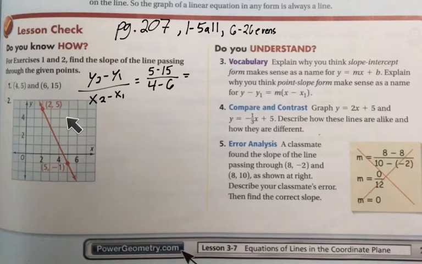By the way, I get a lot of people who want to subtract 4 and 5 and 6 and 15. That doesn't work. Okay, that's wrong. Don't do that. They'd put like 4 minus 5 and 6 minus 15. That would be incorrect. We're taking the difference in y's over difference in x's.